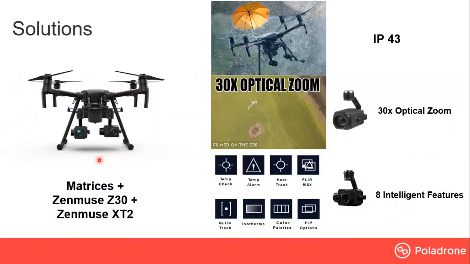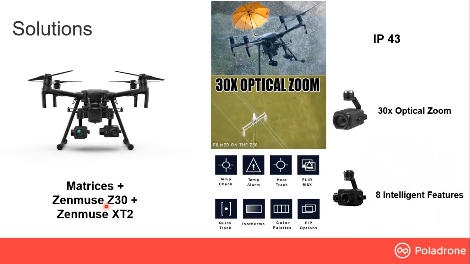For these solutions, we will suggest you use the Matrice 200 series drone, which is the drone you see here, and also the Zenmuse Z30 and Zenmuse XT2. These drones come with an IP43 rating, which means you can fly in light rain and also have protection from small objects. And the transmission is very good, so you can do a lot of inspection work without having to fear the signal getting lost or weak.